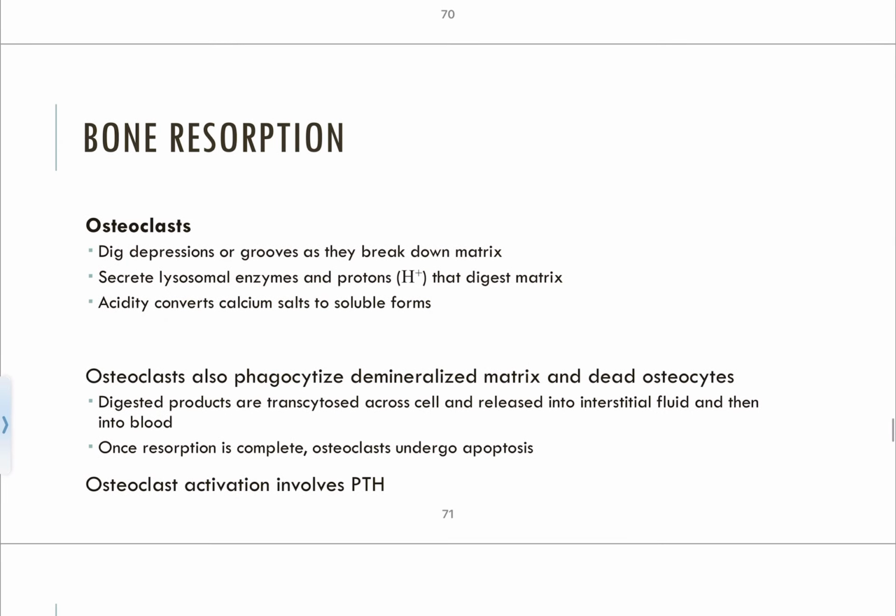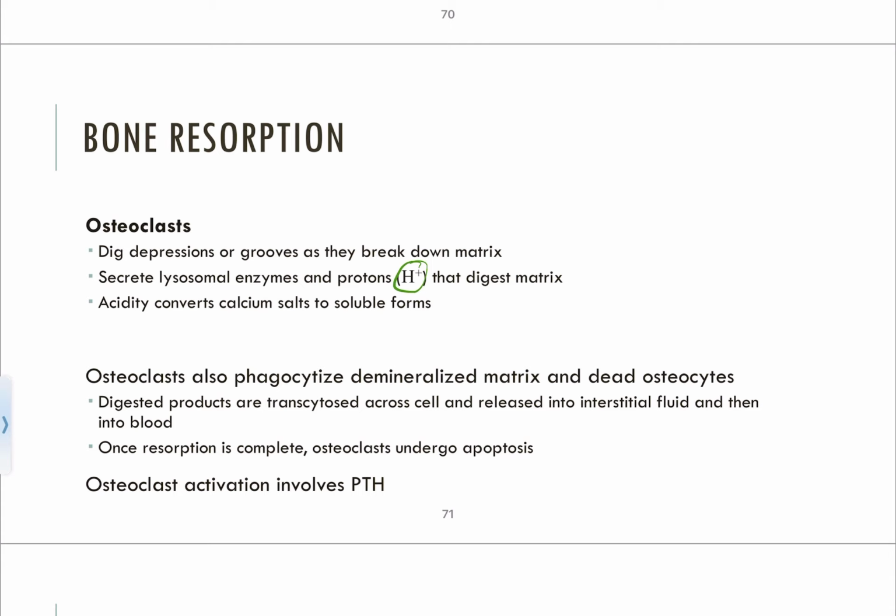Okay, bone reabsorption or bone breakdown, we've already learned that this is the function of the osteoclast. How do they do that? Remember, they have the ruffled borders, and they have the enzymes there to help break down the bone itself. So they go in and dig these depressions or grooves as they break down the matrix, and they secrete lysosomal enzymes and protons, or hydrogen ions, and that is going to contribute to the acidity. So the acidity, or an increase in hydrogen ion concentration, is also going to help digest the matrix.